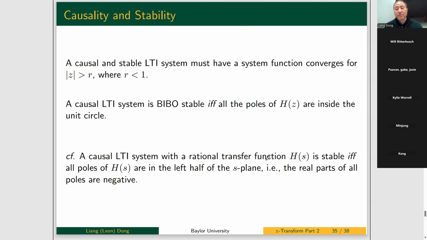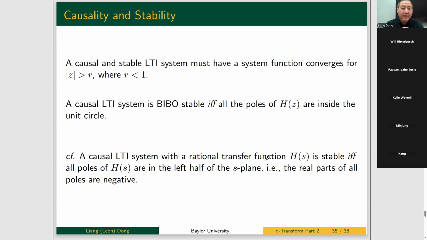Which, by the way, makes sense, right? Because the unit circle, as I said, is the Fourier transform. You're looking at the frequency. So if I want to make sure this system is really implementable, then for different frequencies, the Z transform on the unit circle should converge. In other words, you should be able to do a Fourier transform on that, which is the Z transform evaluated on a unit circle.